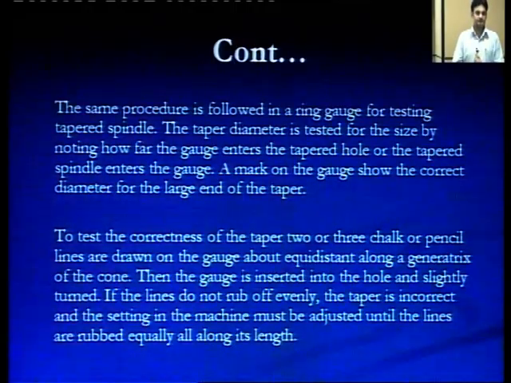tapered hole or shaft. Again, to test the correctness of the taper, whether the taper is correct or not, what we do is we mark pencil lines on the gauge equidistant from each other, and then the gauge is inserted into the hole and slightly turned. If the lines do not rub off evenly, it means the taper is incorrect, and if the lines rub off evenly, we can say that the taper is correct.